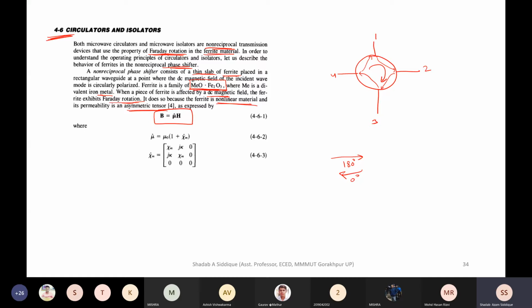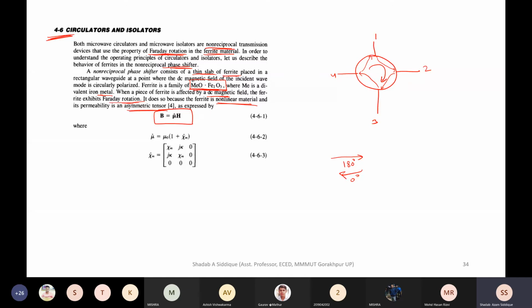The wave which is coming inside becomes circularly polarized. For example, if we give a TE01 or TE10 mode, it becomes TE11 inside the waveguide. Ferrite is basically a family of MO, Fe2O3, where Me is a divalent iron material. When a piece of ferrite is affected by a DC magnetic field, coming from the incident wave, it exhibits Faraday rotation.